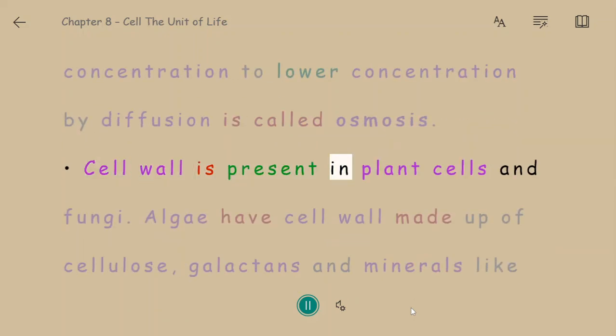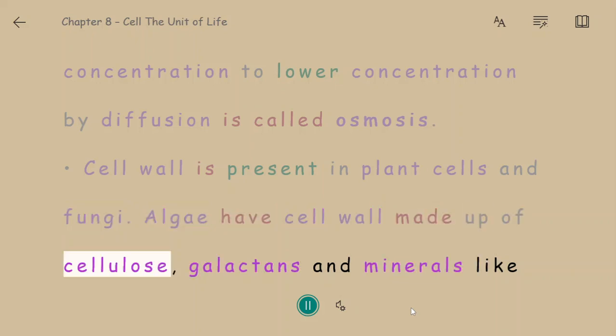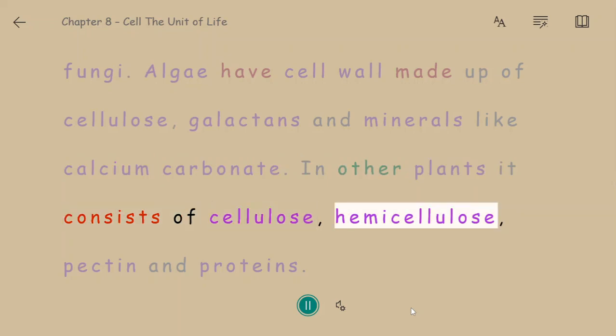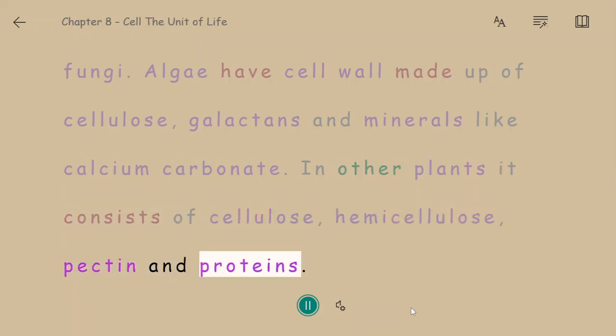Cell wall is present in plant cells and fungi. Algae have a cell wall made up of cellulose, galactans, and minerals like calcium carbonate. In other plants it consists of cellulose, hemicellulose, pectin, and proteins.